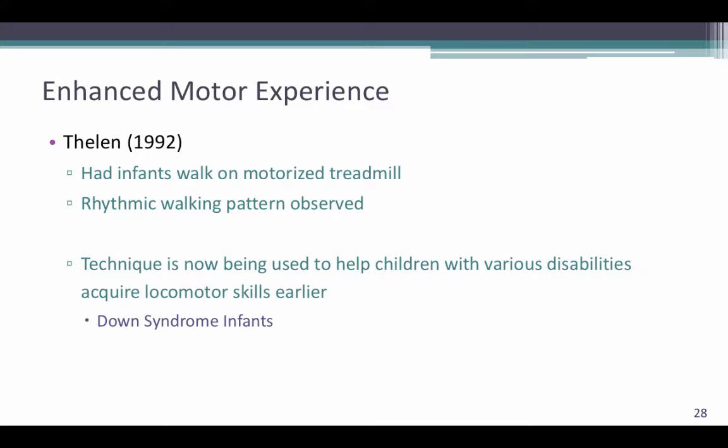If you're interested in that, look up any work that Dale Ulrich has done, or our own faculty, Janet Hawk, when she was at Michigan for her PhD, did some work with Down syndrome infant walking as well.